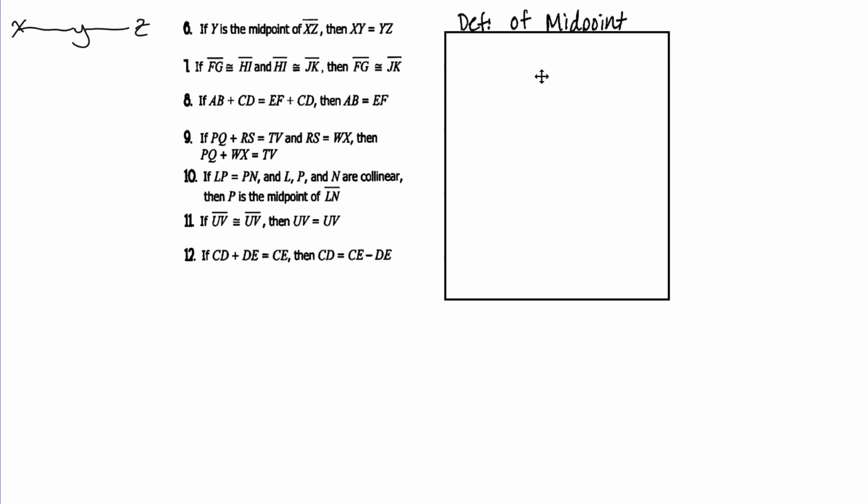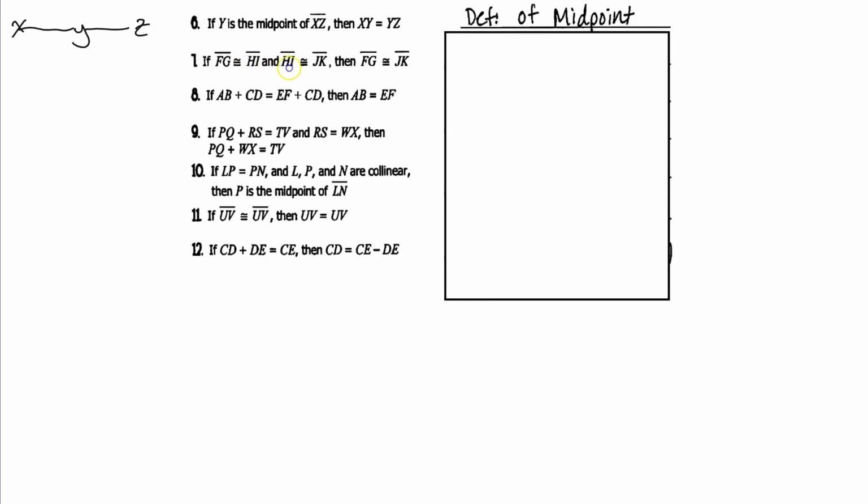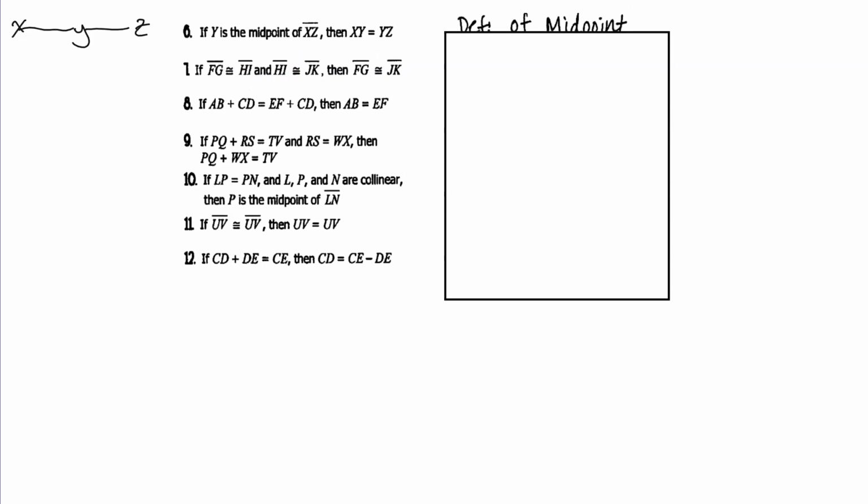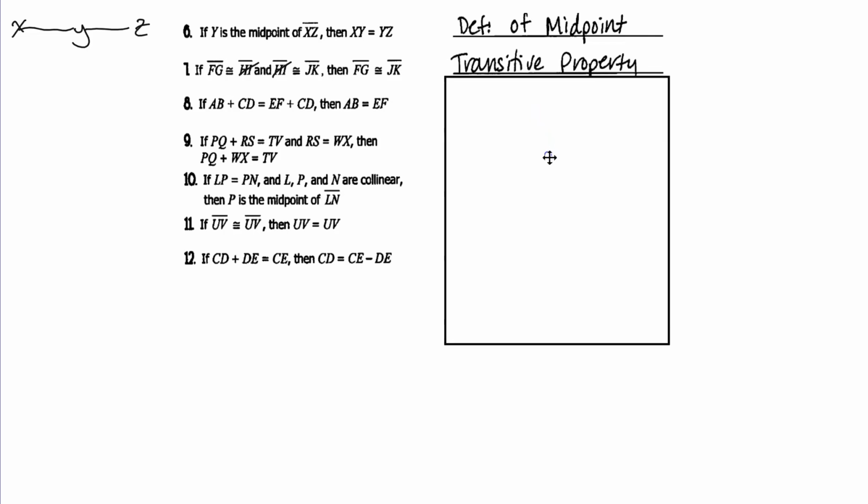If segment FG is congruent to HI, and HI is congruent to JK, then FG has to be congruent to JK, right? That's where you just kind of cut the middle out. Remember that? It's like the syllogism, right? So we're just cutting these out, and what's left are those two. And that is called the transitive property.